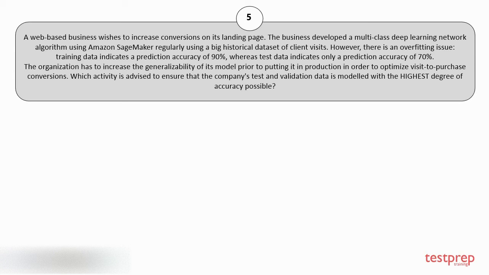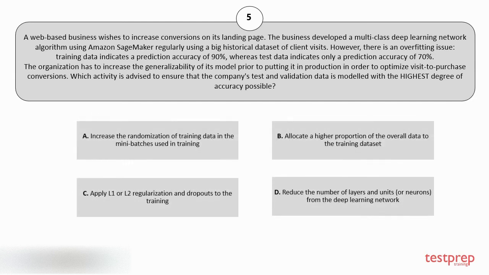The organization has to increase the generalizability of its model prior to putting it in production in order to optimize visit-to-purchase conversions. Which activity is advised to ensure that the company's test and validation data is modeled with the highest degree of accuracy possible? Your options are: A. Increase the randomization of training data in the mini batches used in training. B. Allocate a higher proportion of the overall data to the training dataset. C. Apply L1 or L2 regularization and dropouts to the training. D. Reduce the number of layers and units from the deep learning network.